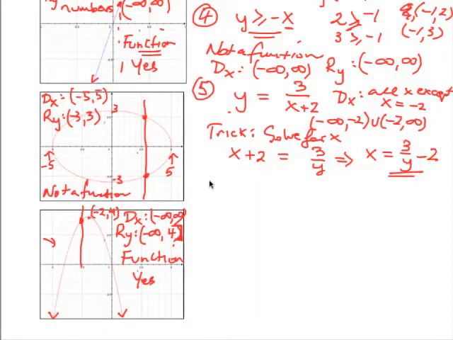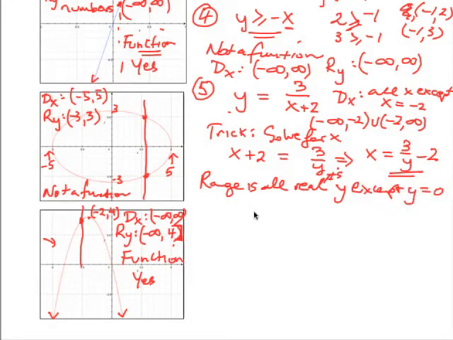Well, I can't have y equals 0, so the range is all real numbers y except y equals 0. So how do we write that? Well, it would be negative infinity to 0, not including 0, union with 0 to infinity. And that would be our range.